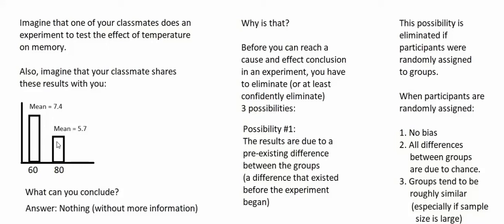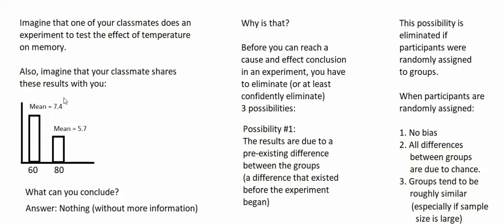The two classes are also different in years of education. The fifth grade class has a lot less education than the senior psychology class, and since that difference existed before the experiment began, that's a pre-existing difference. So, like I said, any difference that existed between the groups of people before the experiment began is a pre-existing difference. And this first possibility is eliminated if the participants were randomly assigned to groups.